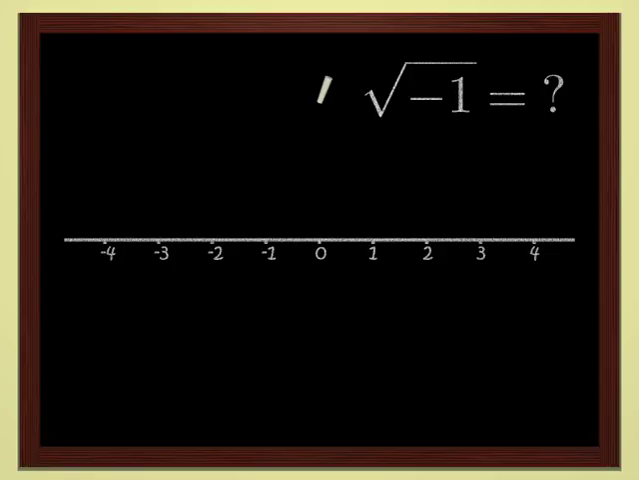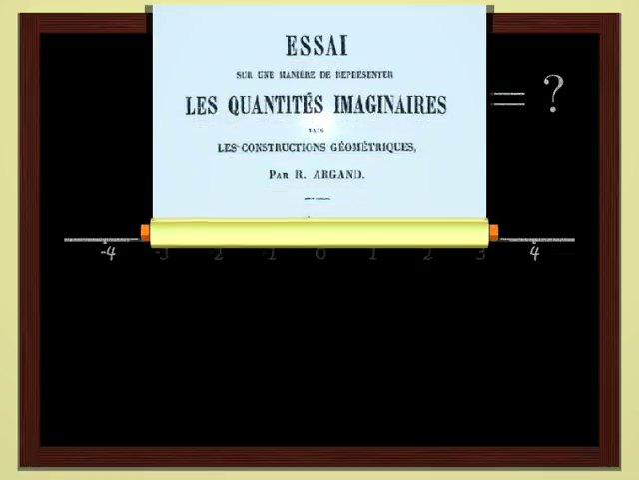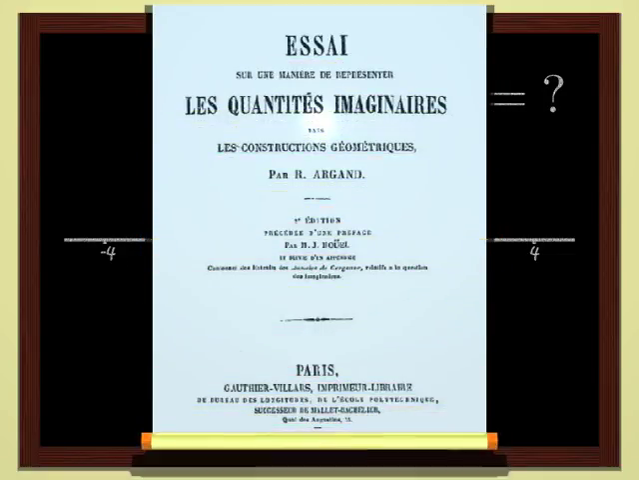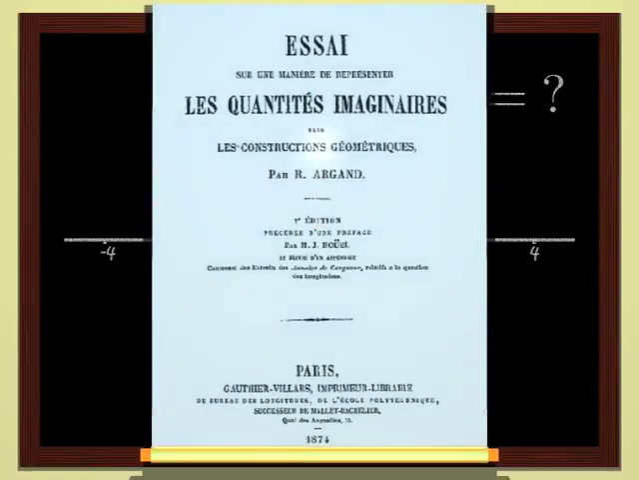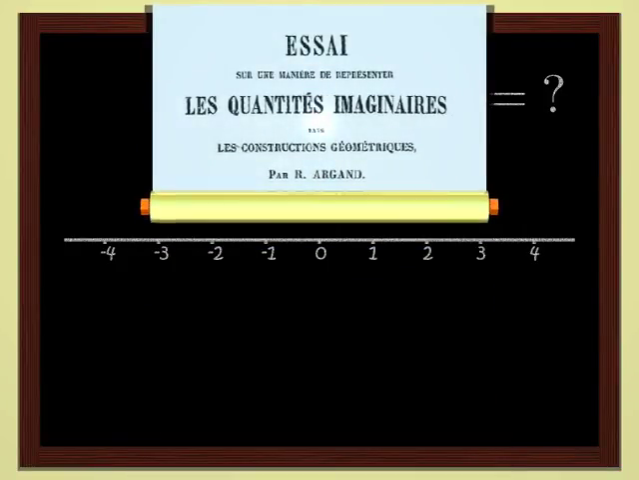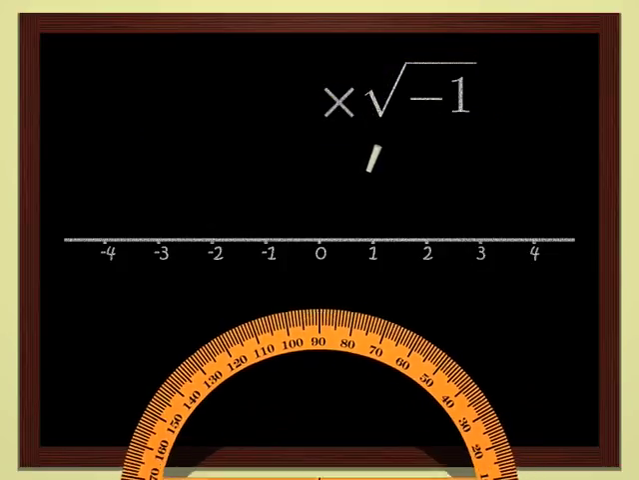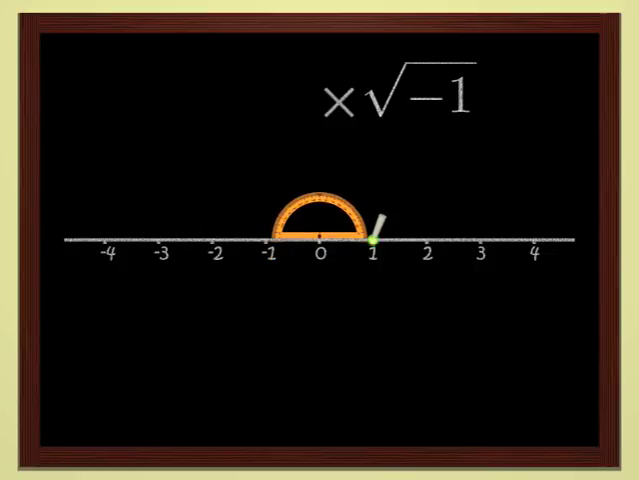But of course, we are underestimating the inventiveness of mathematicians. At the beginning of the 19th century, Robert Argand had a really great idea. He said to himself, since multiplying by -1 is a 180-degree rotation, its square root is a rotation by 1/2 of 180 degrees, 90 degrees.